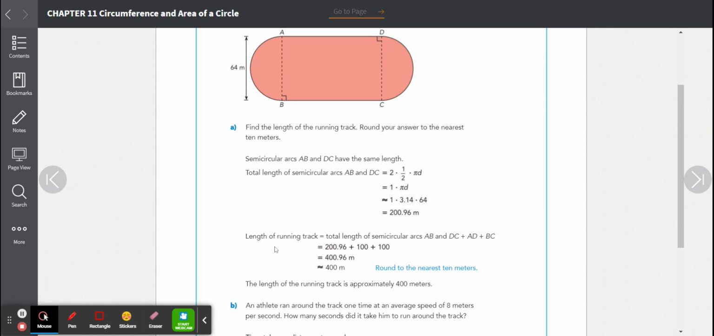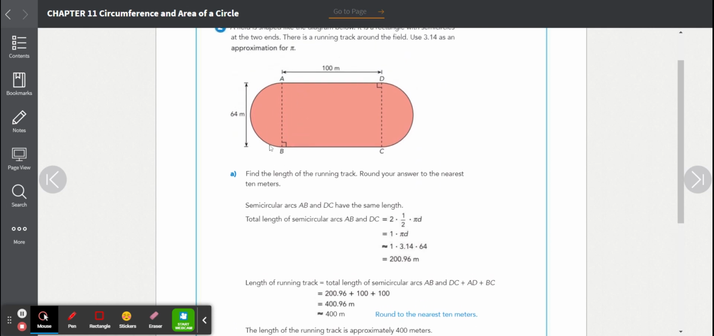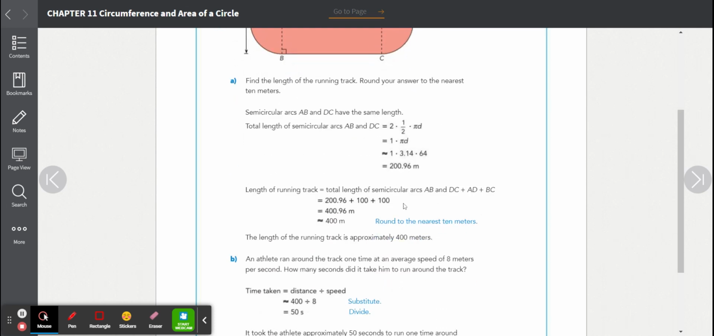So now to find the length of the running track, we're going to take our circumference of the circle and add it to the length of each edge of the rectangle. Which is going to be 100 plus 100, which gives us 400 meters because we're rounding to the nearest 10 meters. We can drop our decimals.